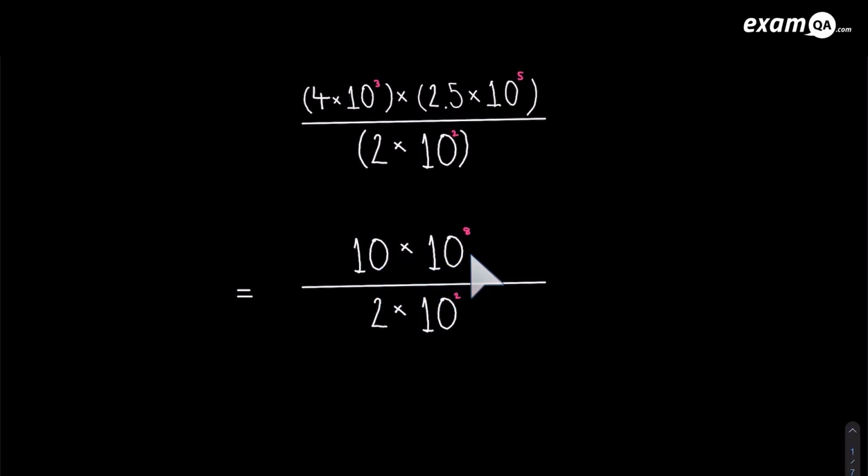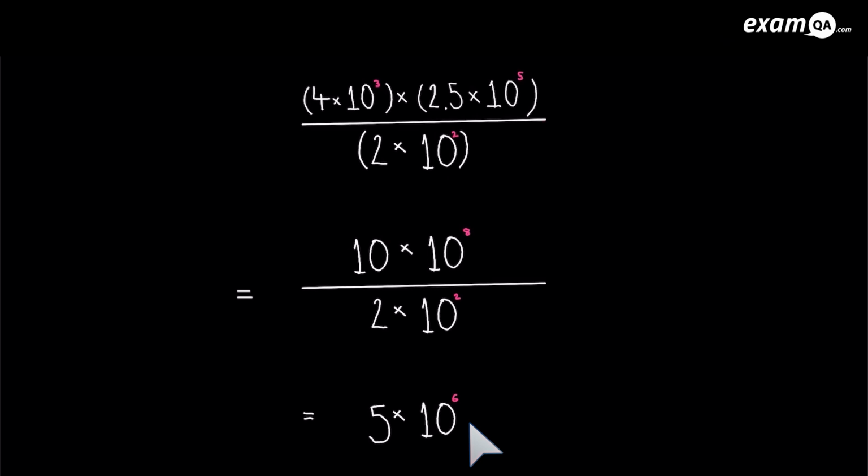Now we can do the division. Okay, so 10 divided by 2 gives us 5. And then we've got 10 to the power 8 over 10 to the power 2. And in this case, you subtract the powers. So that becomes 10 to the power of 6. And we get 5 times 10 to the power 6. And that's already in standard form, so we could leave our answer like that. And there we have it.